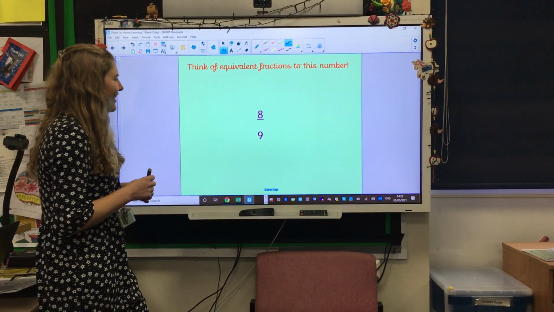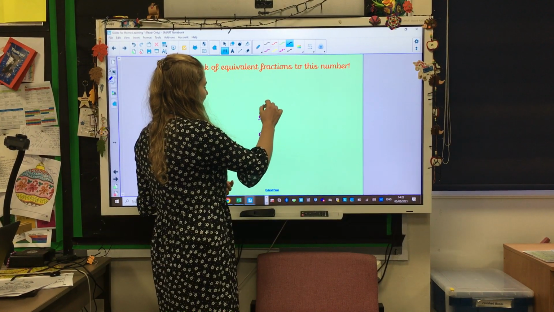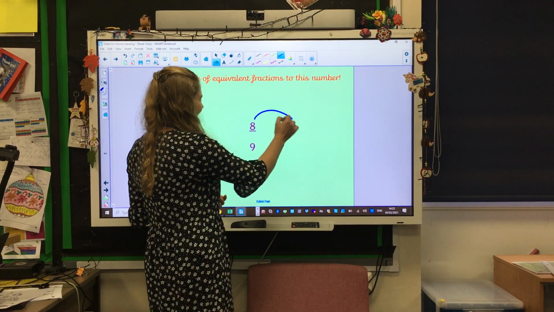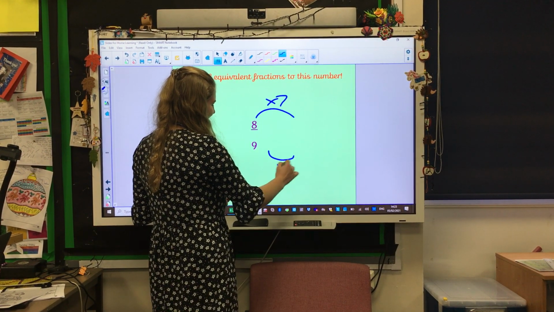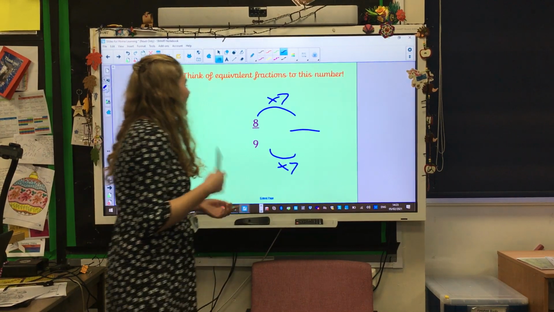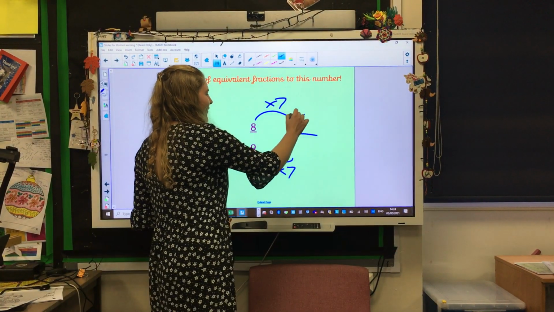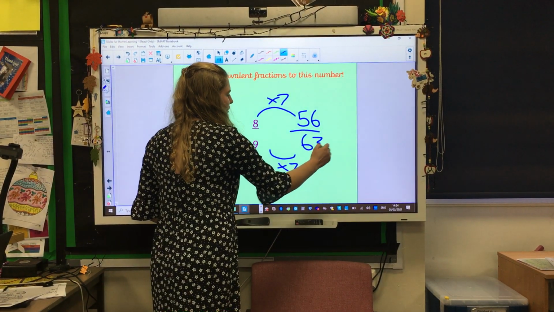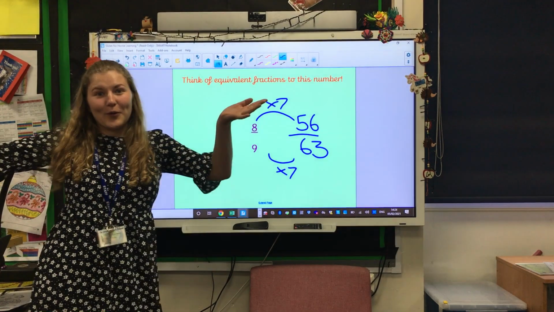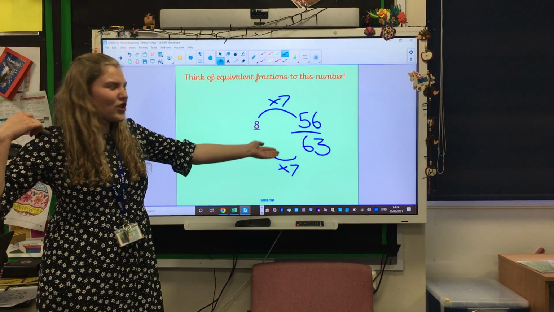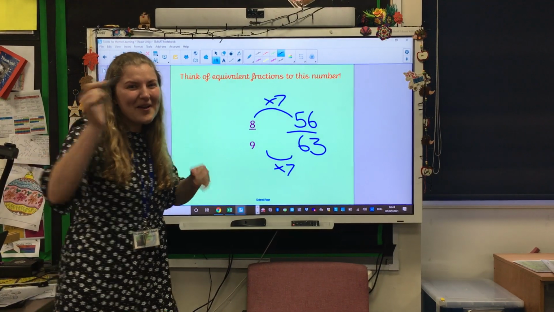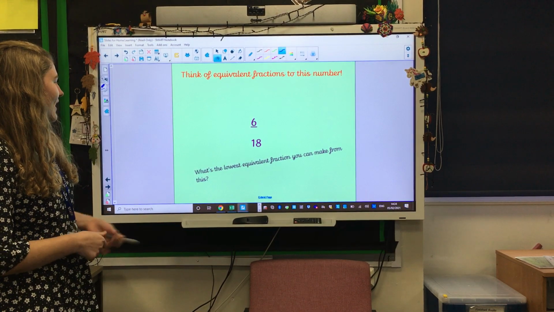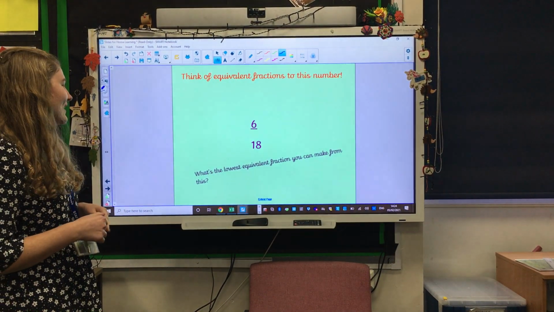Oh, 8/9. How lovely. This one we are going to times by, let's do 7. Oh, 7? All right, let's do it. Love the 7s. 7 times 8 is, everybody, 56. And 7 times 9 is 63. So the equivalent fraction of 8/9 is 56/63. That is probably not the most simple fraction we could do, but all good fun.